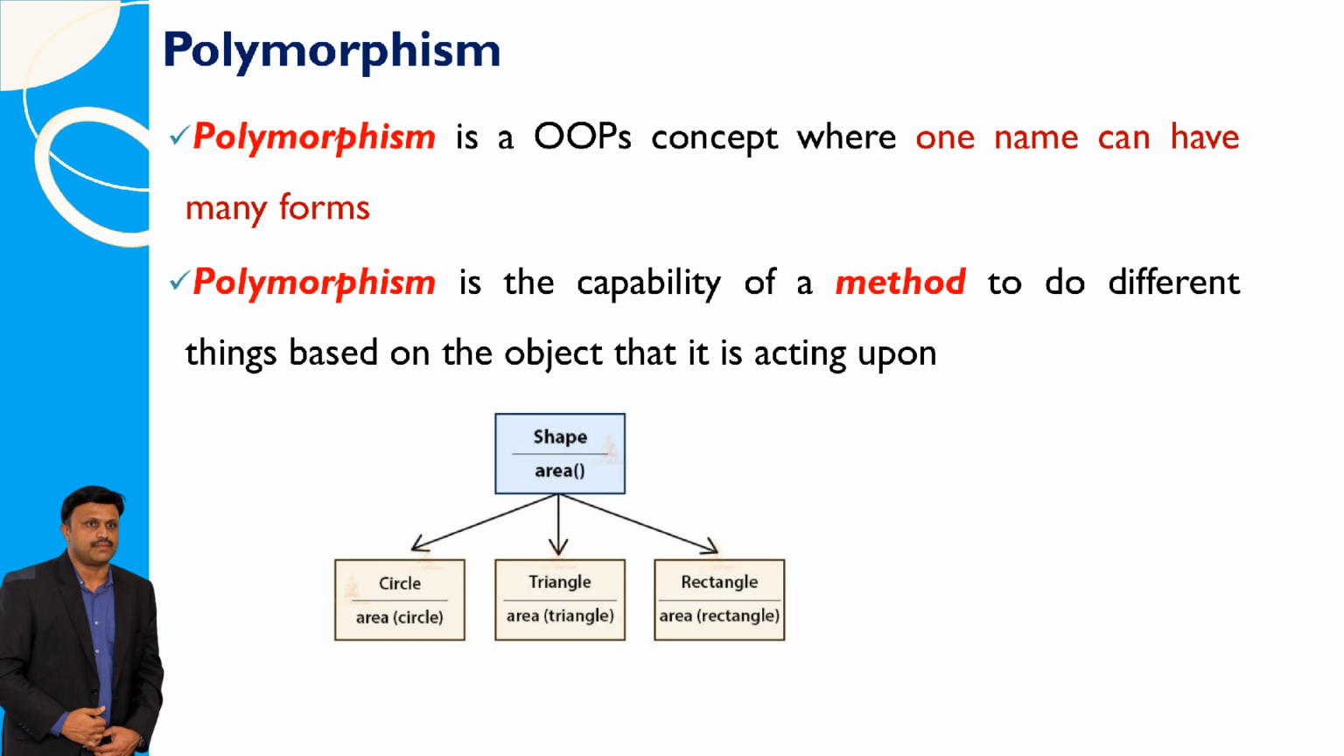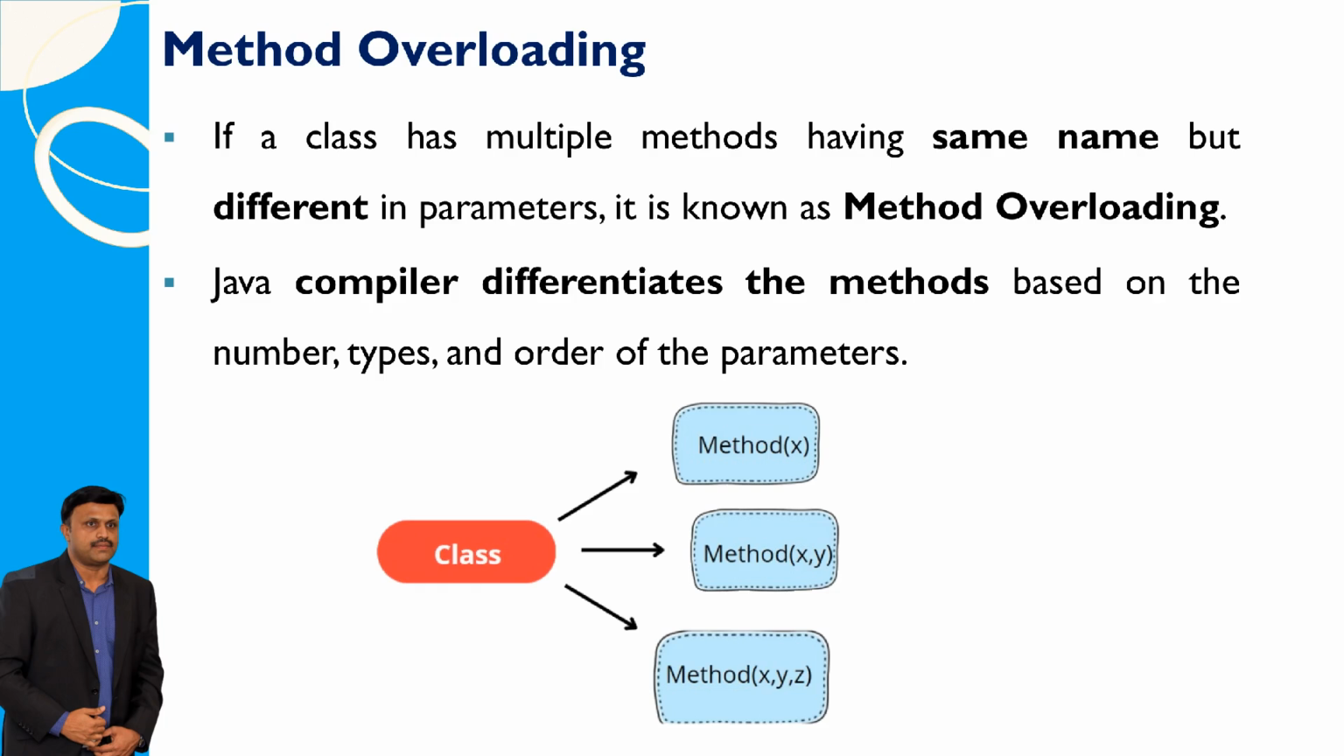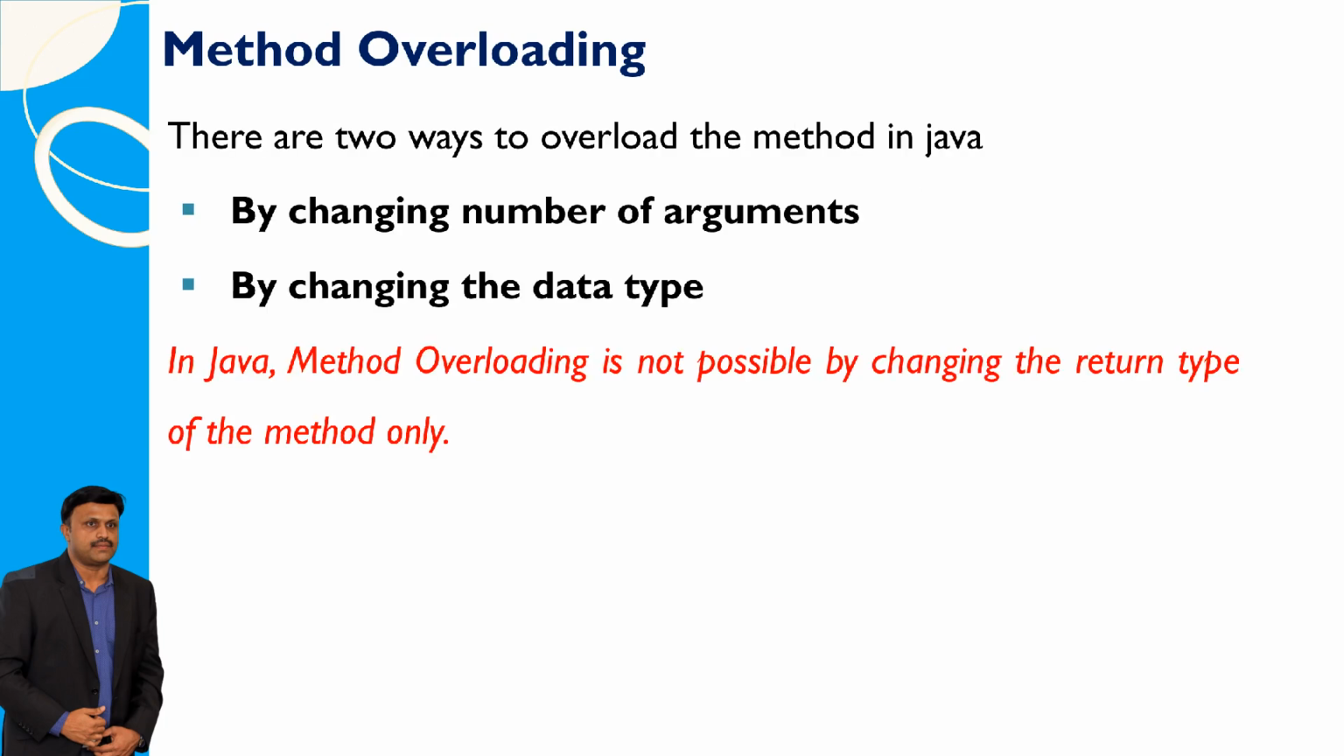which it is invoked. Method overloading is a mechanism in Java that allows multiple methods to have the same name but different parameters. In Java, method overloading can be achieved in two ways: by changing the number of arguments or by altering the data types of the arguments. However, method overloading cannot be accomplished solely by changing the return type of the method.